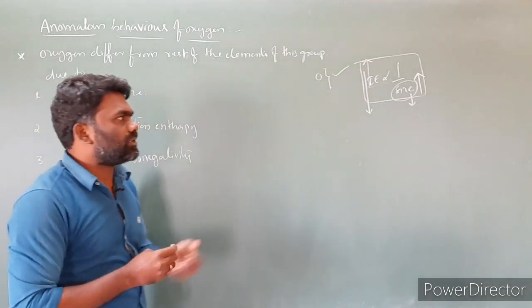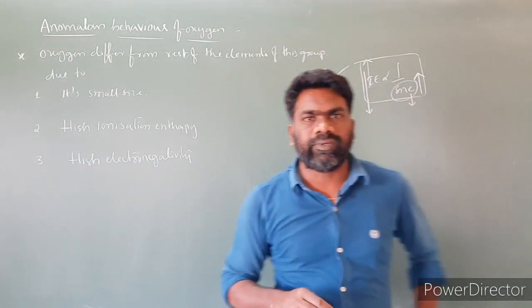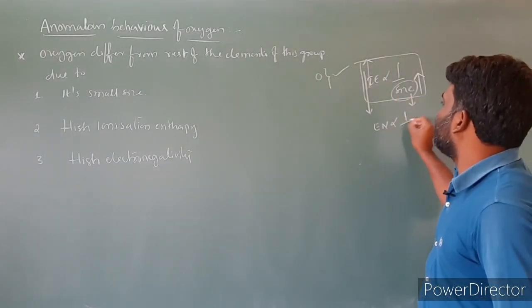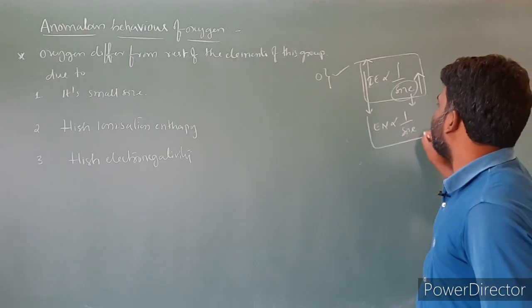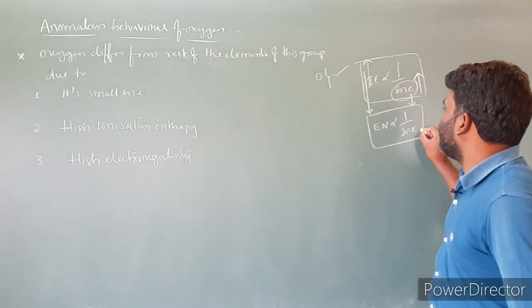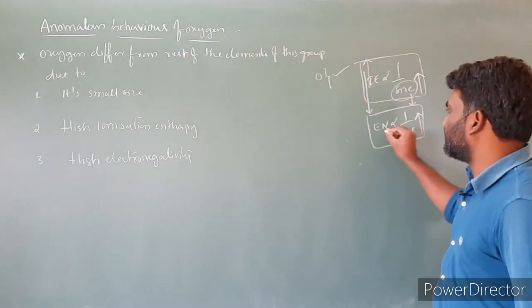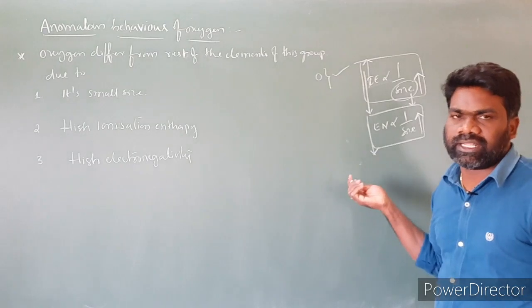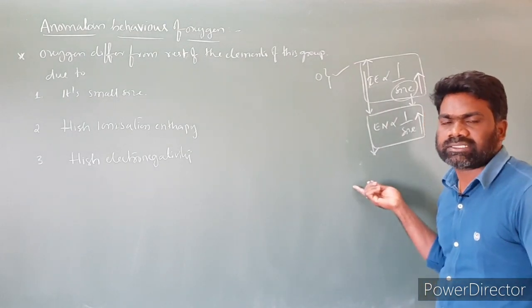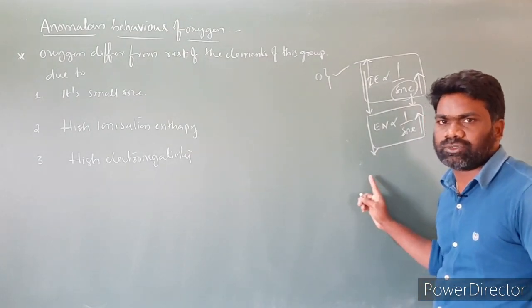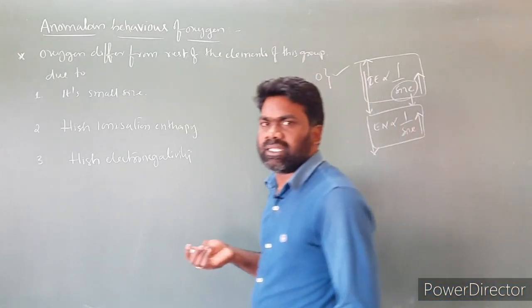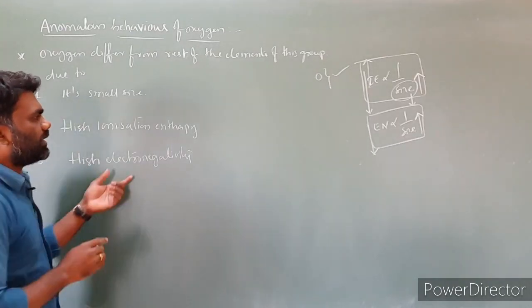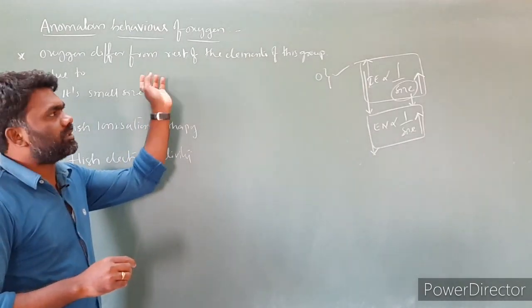You already know very well that while moving from top to bottom, electronegativity decreases. Electronegativity is also related to size, and we are very familiar with this too. While moving from top to bottom, size increases. Size increases means electronegativity decreases. That means oxygen is more electronegative as compared to the rest of the elements of this group. So because of high electronegativity, it shows anomalous behavior compared to the rest of the elements.